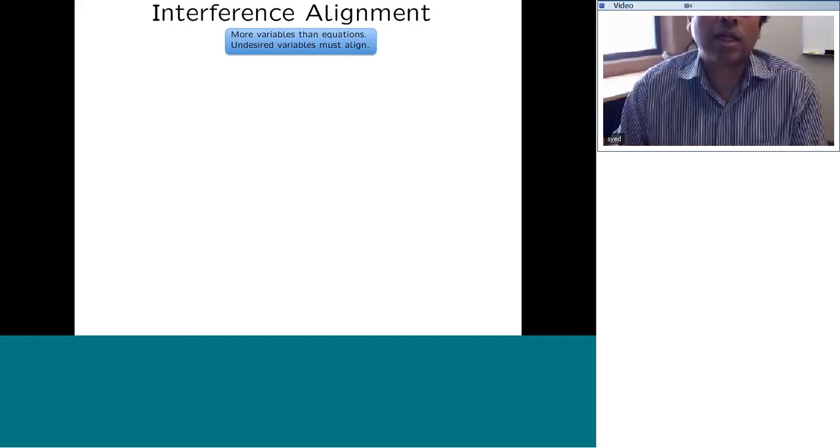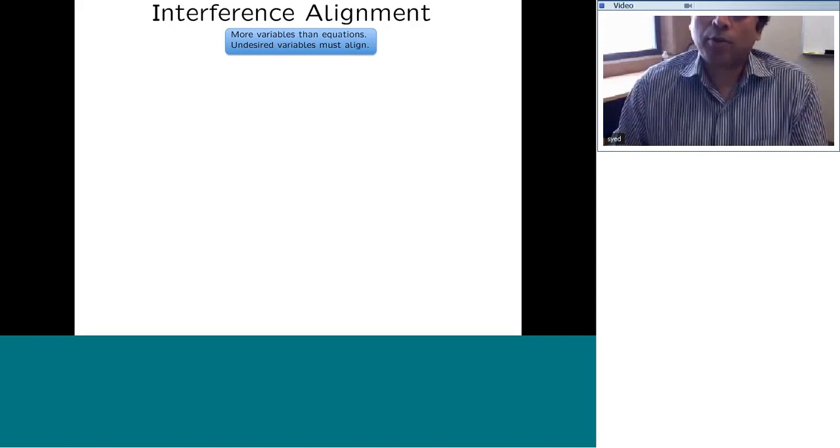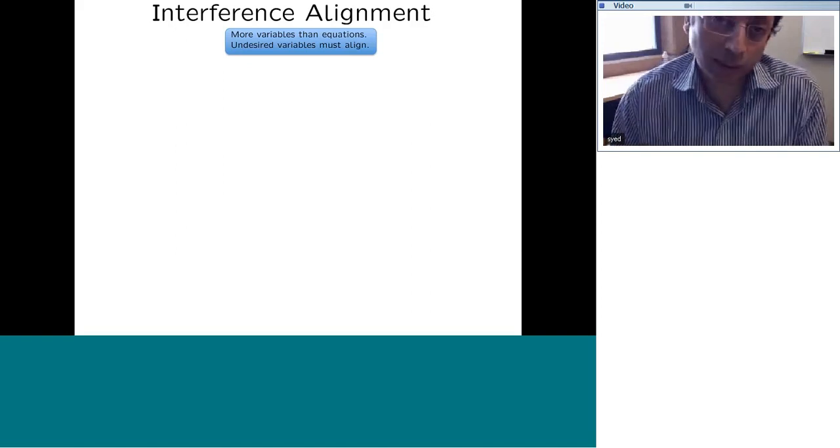So it has a bunch of linear equations containing the variables, being the information symbols transmitted by the various transmitters. So typically, when do you need interference alignment? You need it when the number of equations is much smaller than the number of variables. You cannot really solve for all the variables, but you would like to solve for some of the variables you're interested in, and the rest of the variables you don't care about.